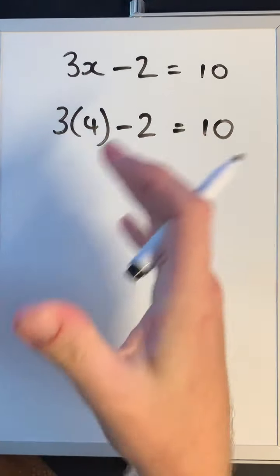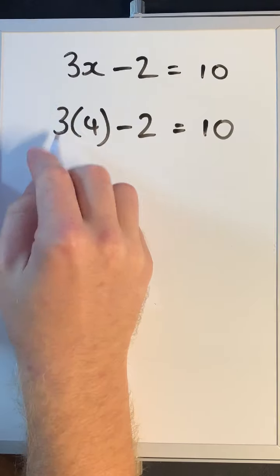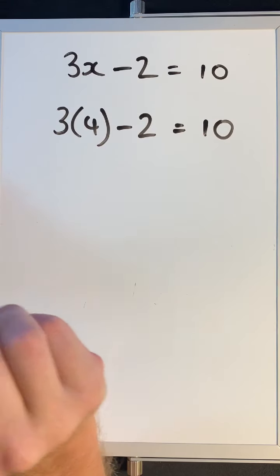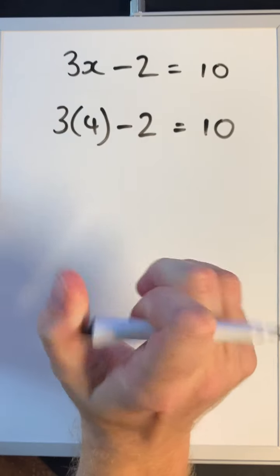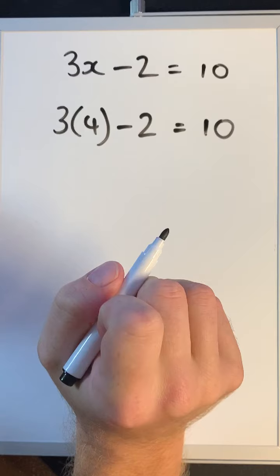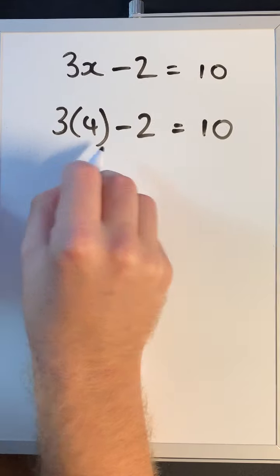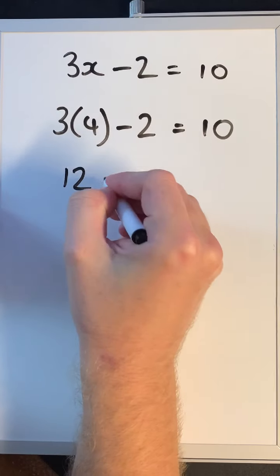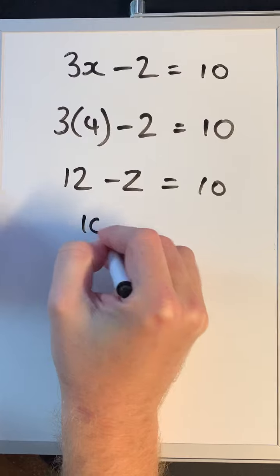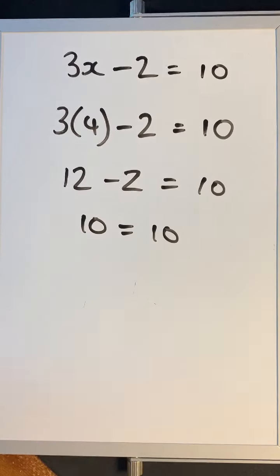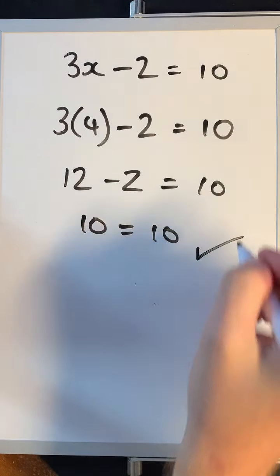And remember now, at this level of mathematics, we don't tend to use multiplication signs. We tend to use these brackets instead, or parentheses. If you're from America, and possibly even Europe, they say parentheses. I'll call them brackets, easier to say. So we've got 3 times 4, which is 12, minus 2 equals 10. So we're left with 10 equals 10. So this equation has been satisfied. Okay, so always a good way to check your answers.